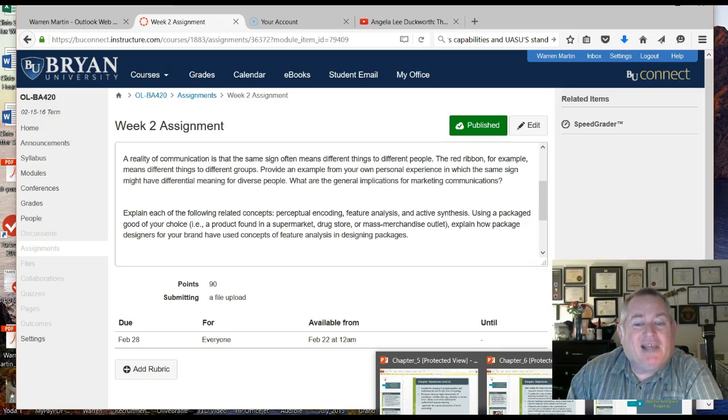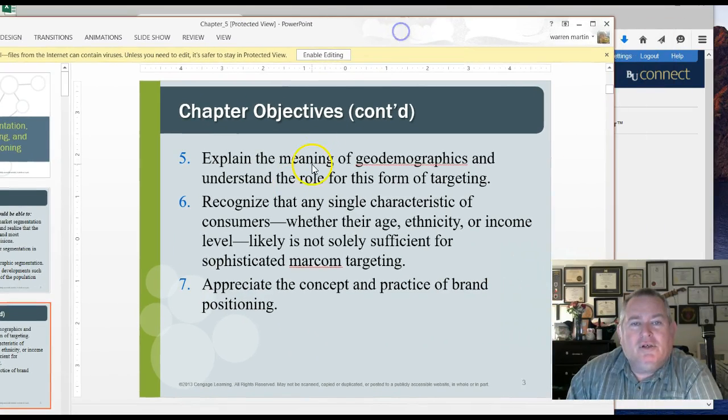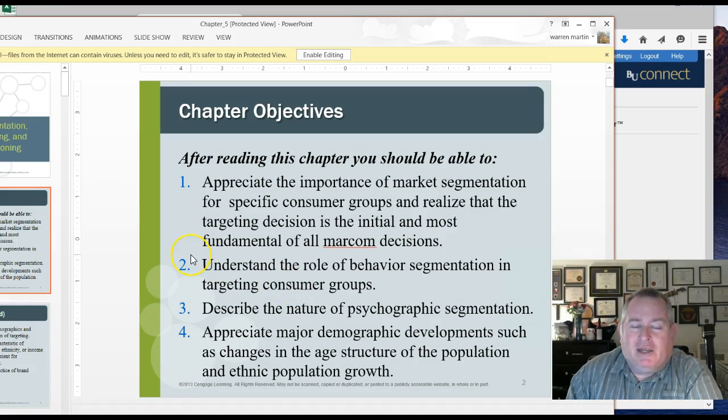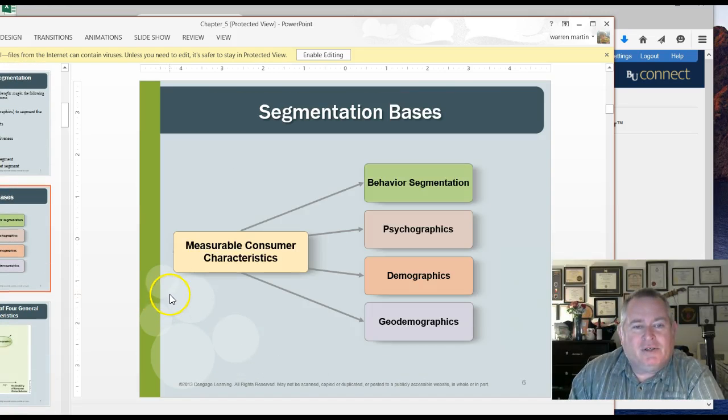This week you have chapters 5, 6, and 8. Chapter 5 is on segmenting, targeting, and positioning. Like I always say, you have to spend a little time to learn the definitions, the concepts, and how this all interacts together. You've got segmentation, targeting, and positioning, and a lot of other things that are taken into consideration. Like in this example, you have behavior, psychology, and demographics.